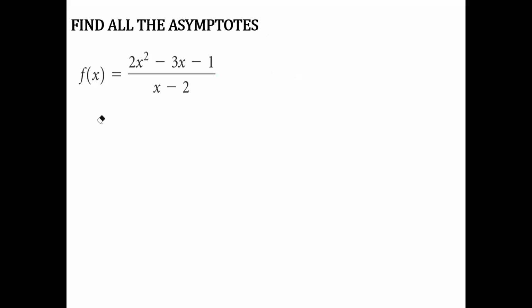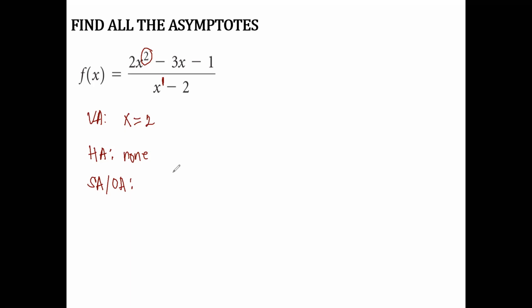So let's identify the vertical asymptote. For the vertical asymptote, we equate the denominator to 0, so you have x equals 2. For the horizontal asymptote, take a look at the degree. This is 2 and this is 1. So it's greater, and we don't have a horizontal asymptote. But take a look at the degrees of the numerator and the denominator. Subtracting 2 minus 1, we have a slant asymptote or oblique asymptote.